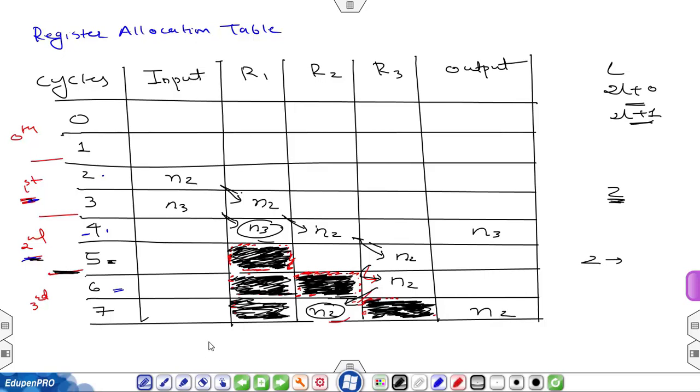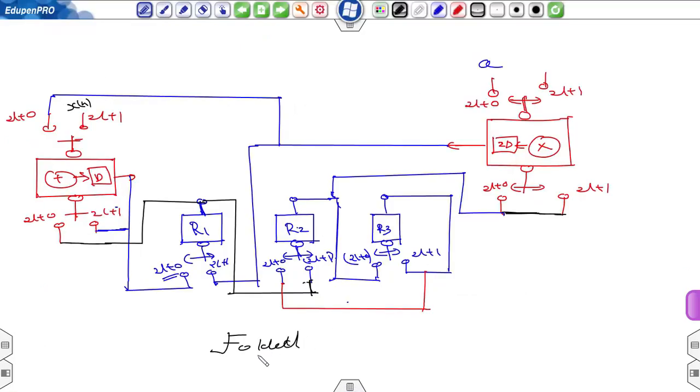So using this allocation table and folding equations, we can now derive the folded architecture. This is the folded architecture that consists of one pipeline stage adder and two pipeline stage multiplier. Both are two input, one output systems. Their inputs are connected to two switches. The switching instances are 2l plus 0 and 2l plus 1. And there are three registers R1, R2, R3. Registers are one input, one output systems, and the input is connected to a switch. The switching instances are the same.